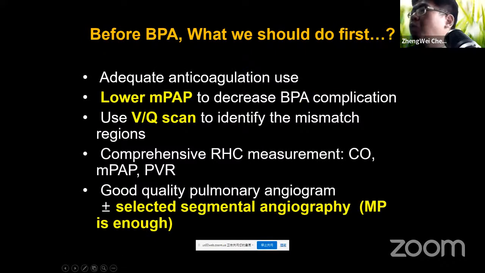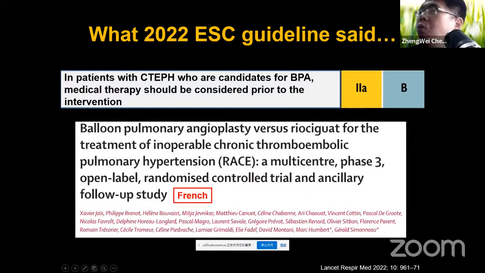Before BPA, there are some important points we should keep in mind. We could lower the mean PAP first to decrease BPA complications. And we could also apply the VQ scan to identify the mismatched region. For the BPA procedure, I should remind you first that it requires good quality pulmonary angiography and selective segmental angiography. So let's see what the latest ESC guidelines said.